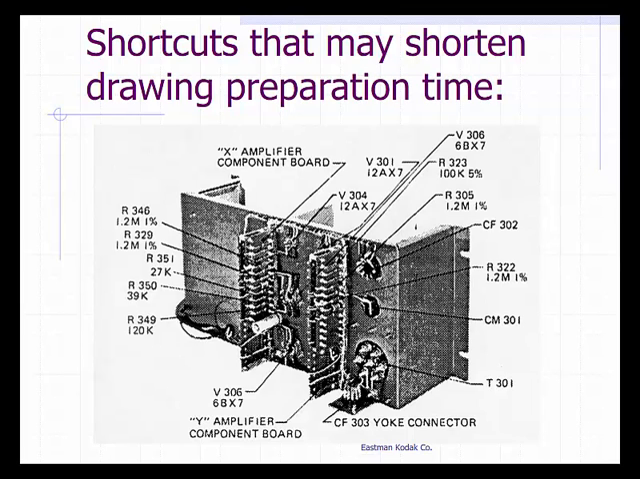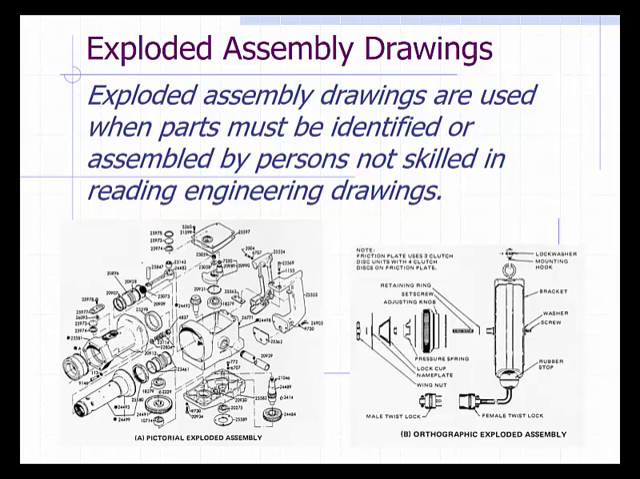Often shortcuts are used to help reduce the time to create assembly drawings. Here you see a photo drawing created using a photograph. Exploded views show the parts pulled away from one another, but still give the reader an idea of where and how the parts go together. Exploded views are often used in assembly manuals.